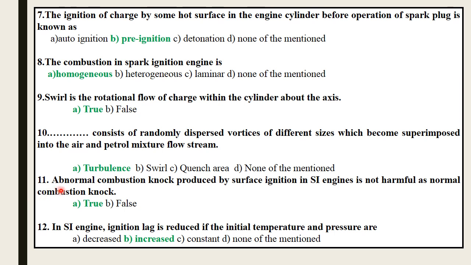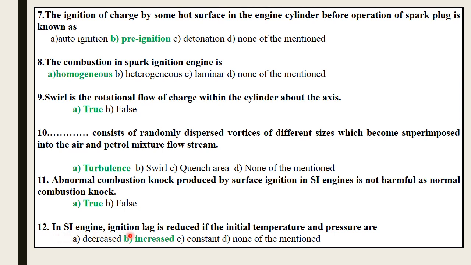11. Abnormal combustion knock produced by the surface ignition in SI engine is not as harmful as normal combustion knock. So this statement is true. As the normal combustion has a high pressure rise compared to the surface ignition, like pre-ignition, the abnormal combustion due to surface ignition or pre-ignition is less harmful compared to normal combustion, as in normal combustion the pressure rise is very high.